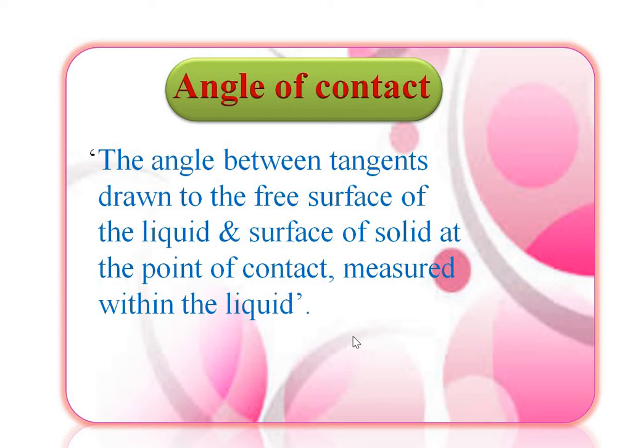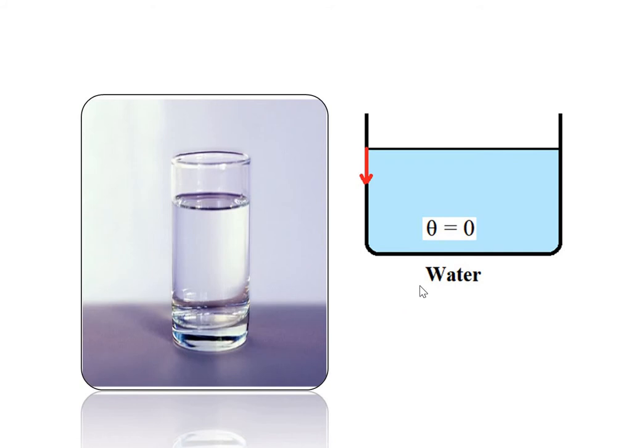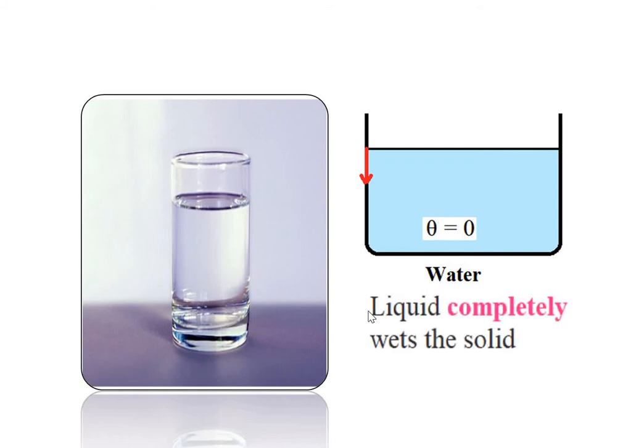Depending on the angle of contact, liquids can be categorized into 3 types. Let's see them one by one. First, pure water. In the ideal case, in pure water the angle of contact is equal to 0, so the liquid completely wets the solid. When the angle of contact is 0, the liquid completely wets the solid. The example is pure water. This is the first type. Let's see the next type.